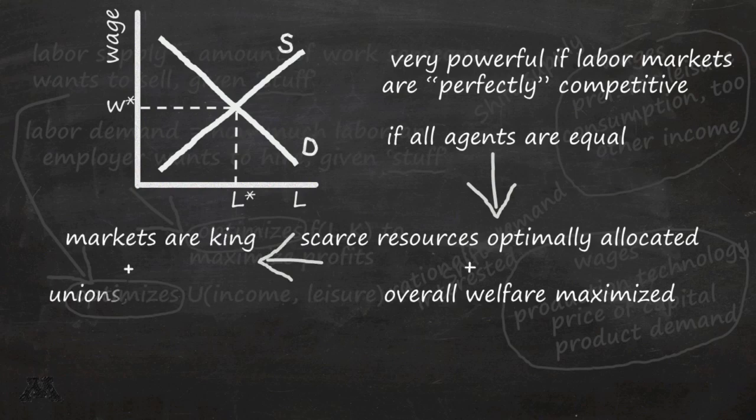So in mainstream economic thought, in the neo-market liberal ideology, markets are king, and things that are seen as interfering with markets, things that are seen as distorting markets, like labor unions or government regulations, are seen as bad. Now, whether agents actually are equal is a question we'll come back to in the next video.